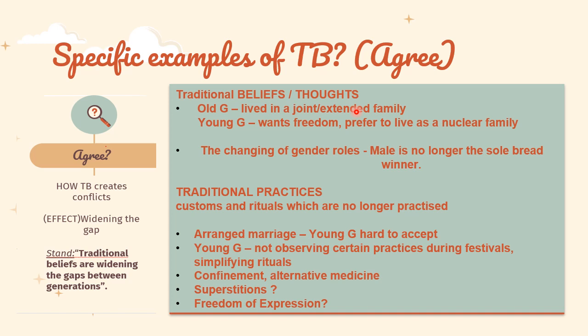It consists of grandparents, the parents, and then the grandchildren. They live together, and it could include the aunties and other siblings. That is what it means by extended family, living in one house. Maybe the old generations love to do that, but the young generations want freedom. They don't want to live with so many people in a house, so they prefer to live as a nuclear family. What does it mean by nuclear family?